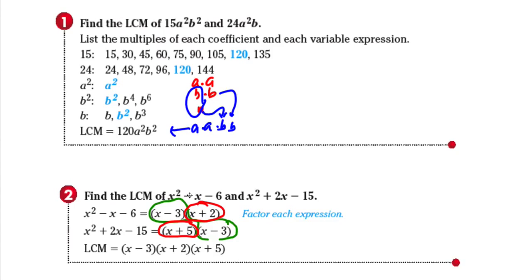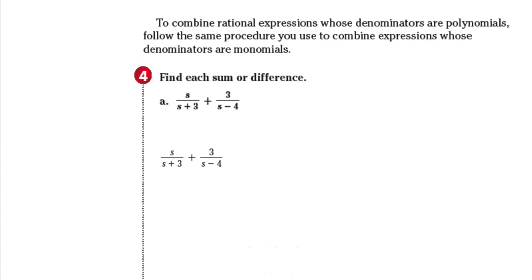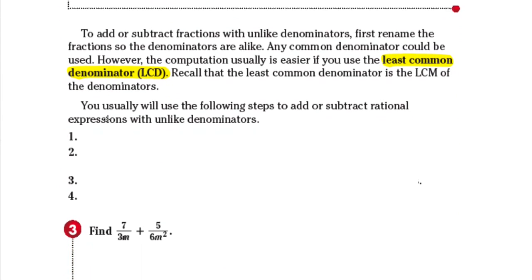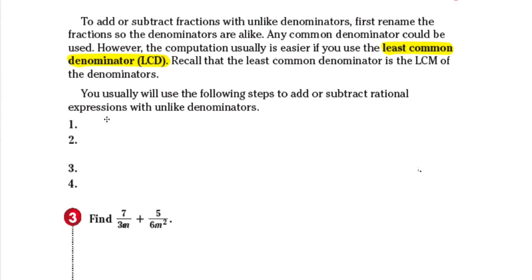Okay, before we take a look at example number 3, let's learn this concept. Oops, where is example number 3? I think it's the bottom. Yes, it is. To add or subtract fractions with unlike denominators, okay, first rename the fractions so that the denominators are alike. Any common denominator could be used. However, the computation usually is easier if you use the LCD, or the least common denominator. Recall that the least common denominator is the LCM of the denominators.